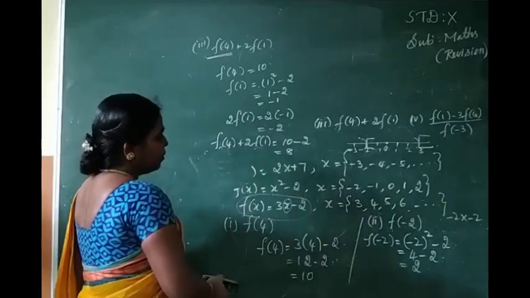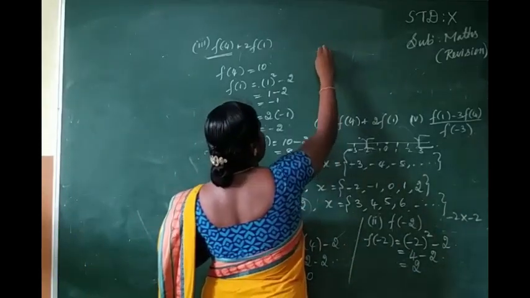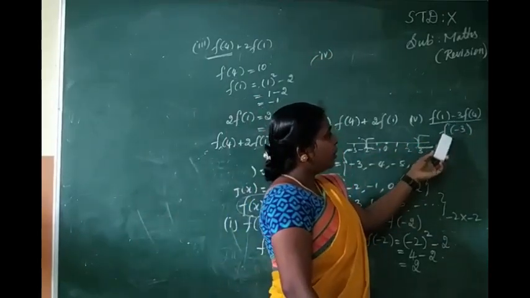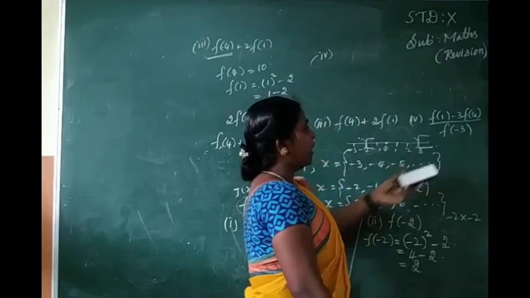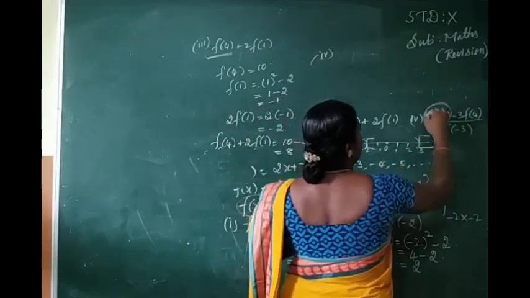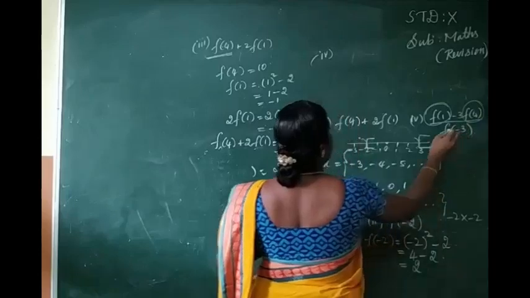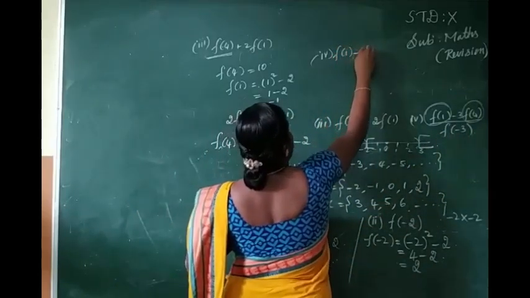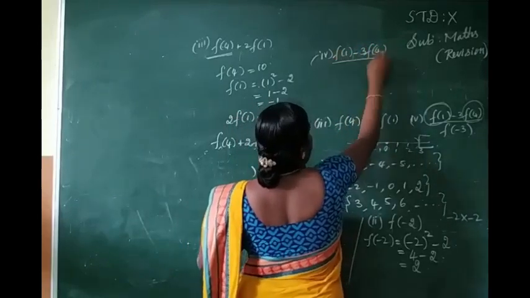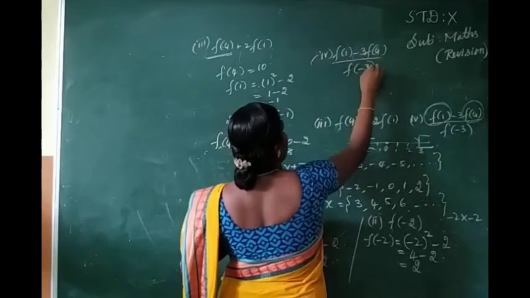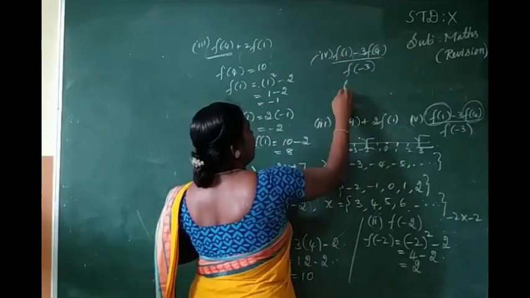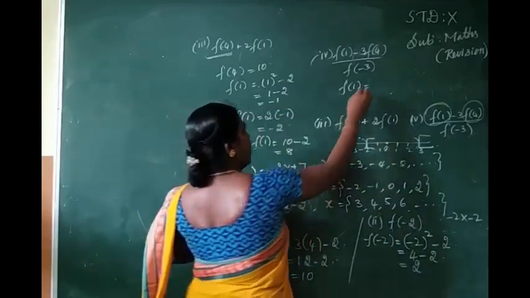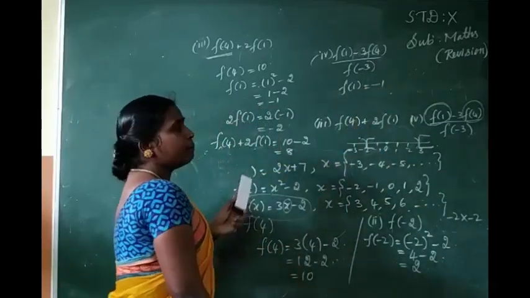Okay, next we can find the fourth subdivision. The fourth subdivision is f of 1 minus 3 f of 4 divided by f of minus 3. Here we know the f of 1 value, f of 4 also we know. Then we need f of minus 3. First you have to write the value of f of 1. So f of 1 is minus 1.